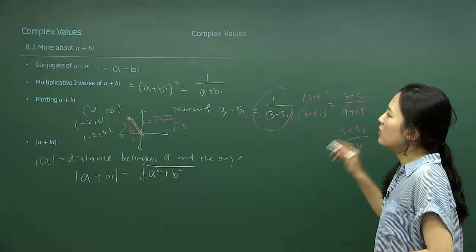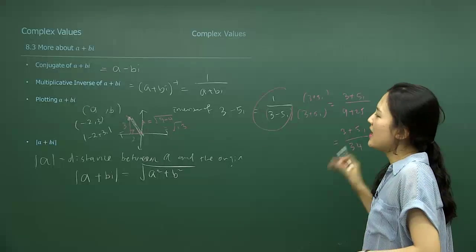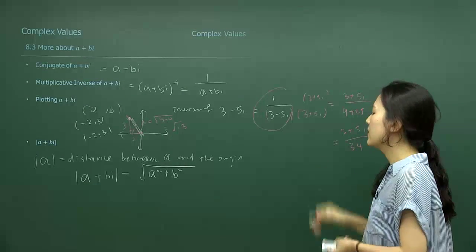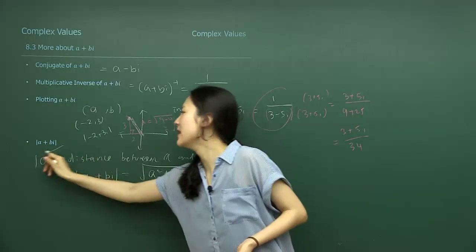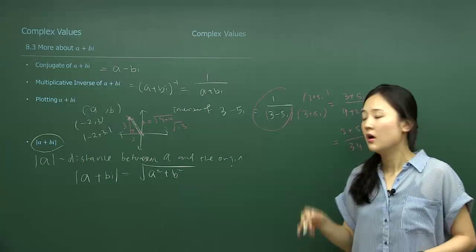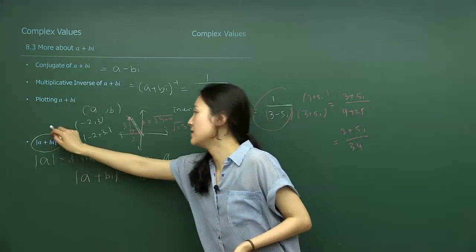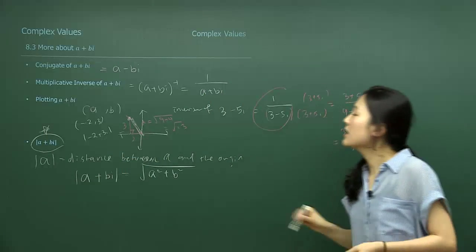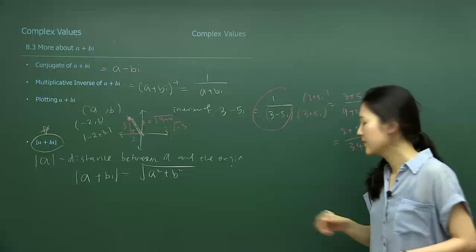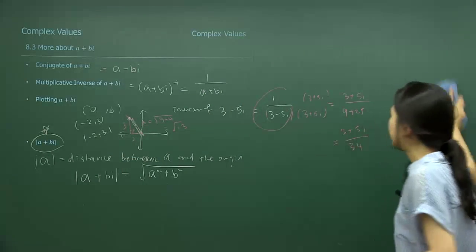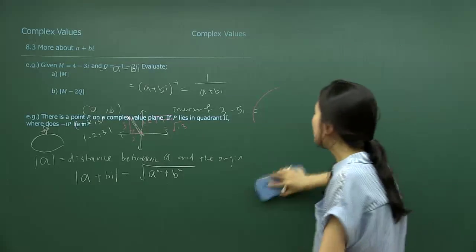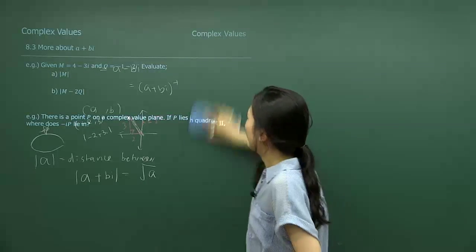Okay, so conjugate, inverse, and how to plot and how to find the absolute value of a complex value are the last things that you need to remember when it comes to complex values. All right, now let's do some examples.